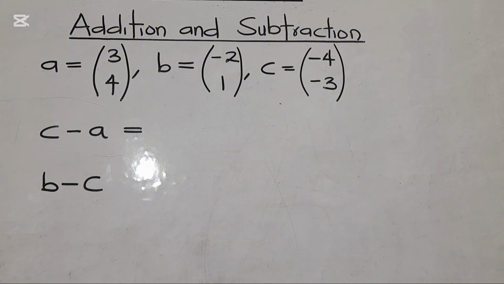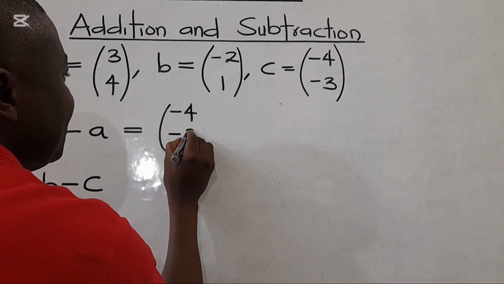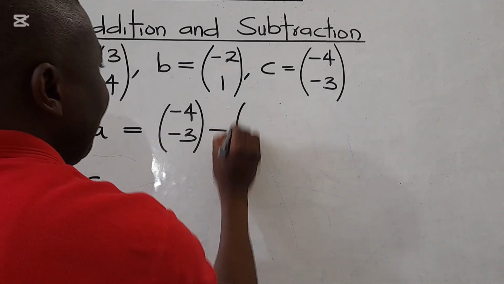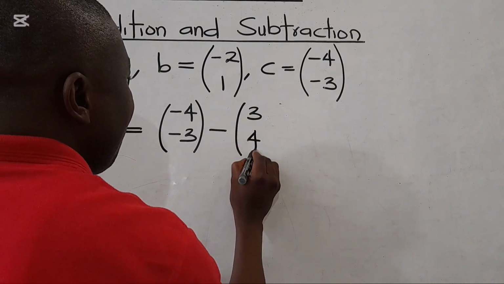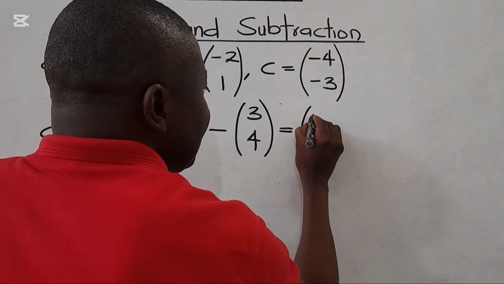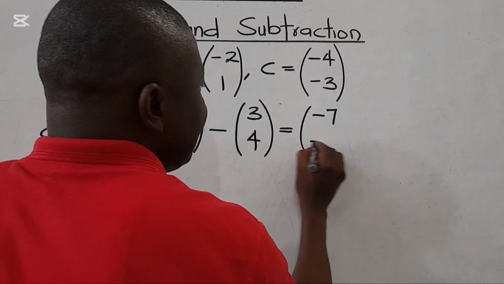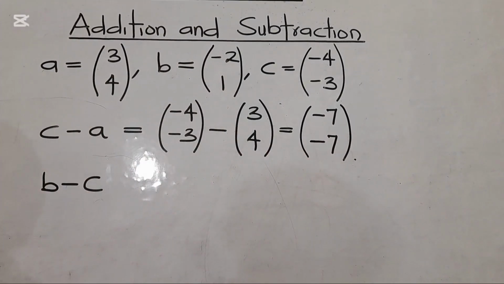Now for subtraction, we have C minus A. Now look at C, -4, -3, minus A, 3 and 4. So we have -4 minus 3 is -7. -3 minus 4 is -7. We've done the first part. If it's too fast, kindly reduce the speed so you can understand.